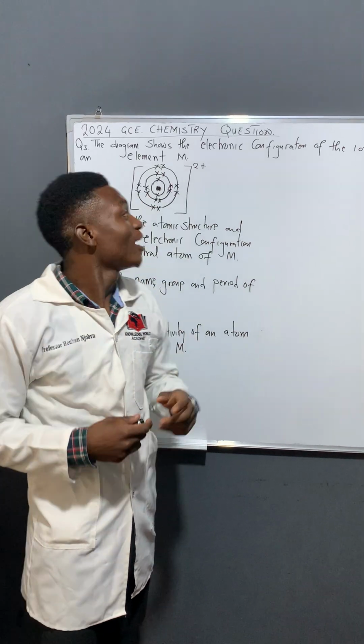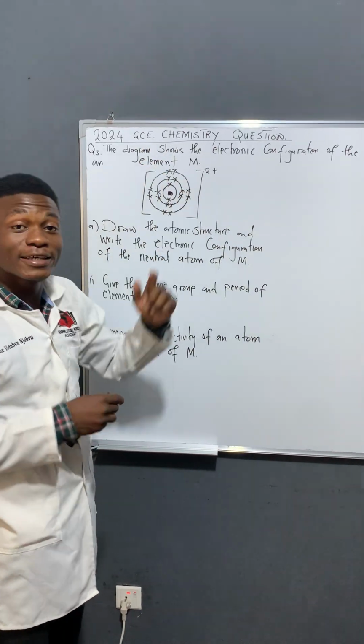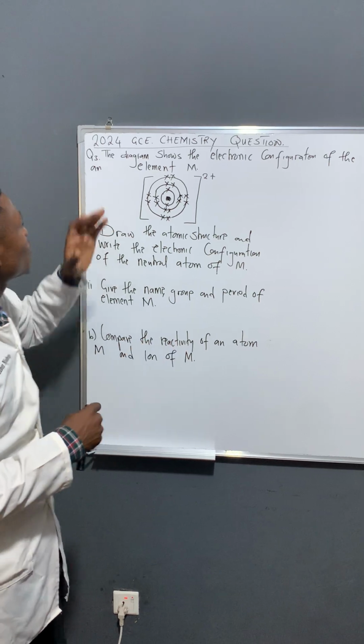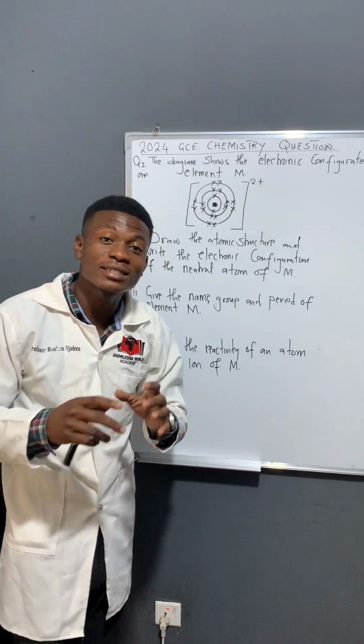Distinction students, 2024 GCE chemistry questions. This is question 3. How do you attempt such a question?